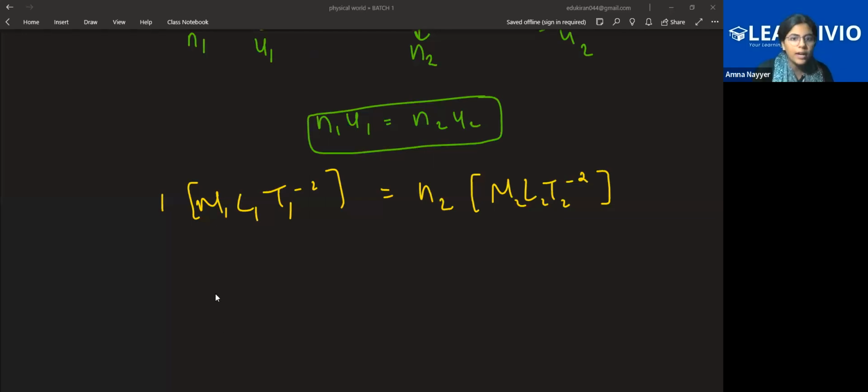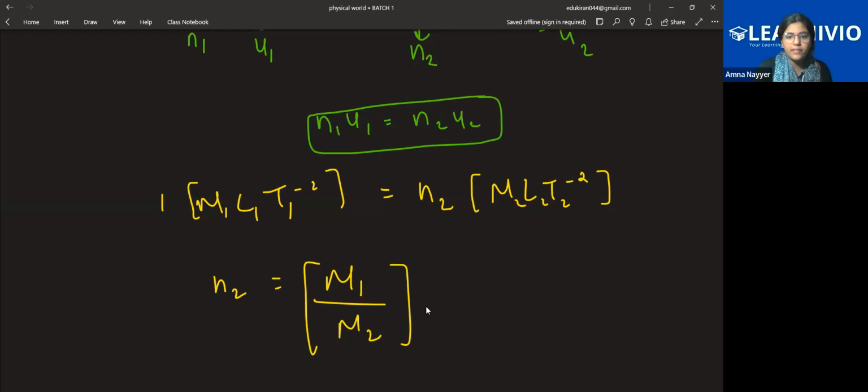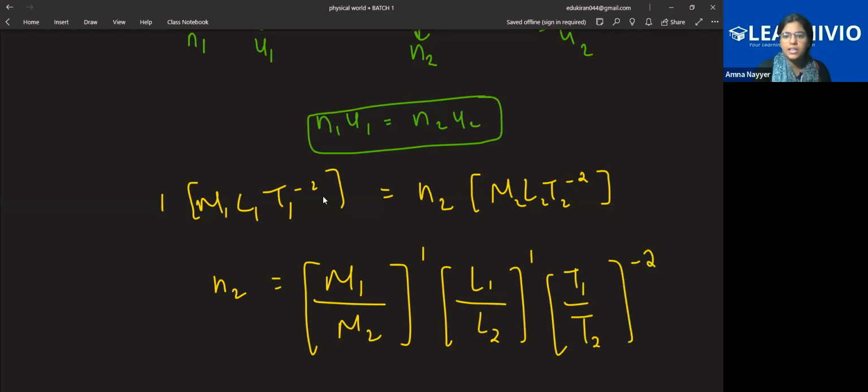So how do you find this? You just divide these two. You have to bring this term into the denominator. That's the only way you can calculate. So mass 1 divided by mass 2 to the power 1, L1 divided by L2 to the power 1, T1 divided by T2 to the power minus 2, because the power here is minus 2. Tell me class, is it clear till this step to all of you? Faiz, Ali, Alina? Yes, ma'am.